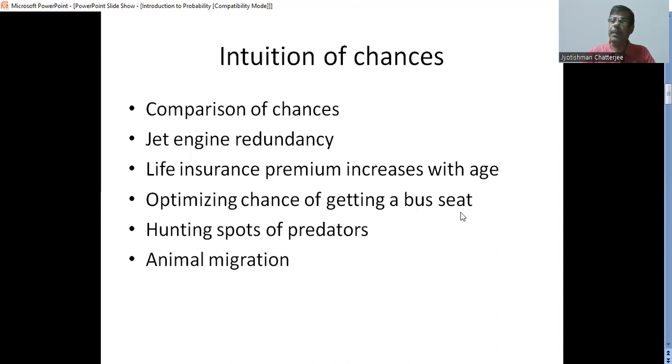Optimizing chance of getting a bus seat. Let's examine this example also. Let me build up the scenario first. Imagine you have just boarded a bus, and the bus has got 2x2 seats, quite a few. When you get into the bus, there are not many passengers who are standing. You are one of the standing passengers. Now you have got the option of standing in front of a few seats. So it's up to you where you want to stand.